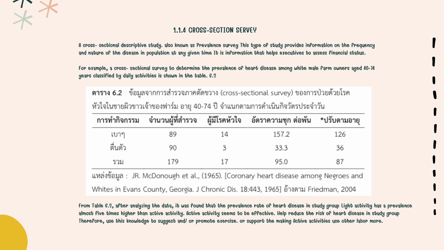This isn't information that helps executives to assess financial status. For example, a cross-sectional survey to determine the prevalence of heart disease among white male farm owners aged 40 to 74 years, classified by daily activity, is shown in table 6.2.